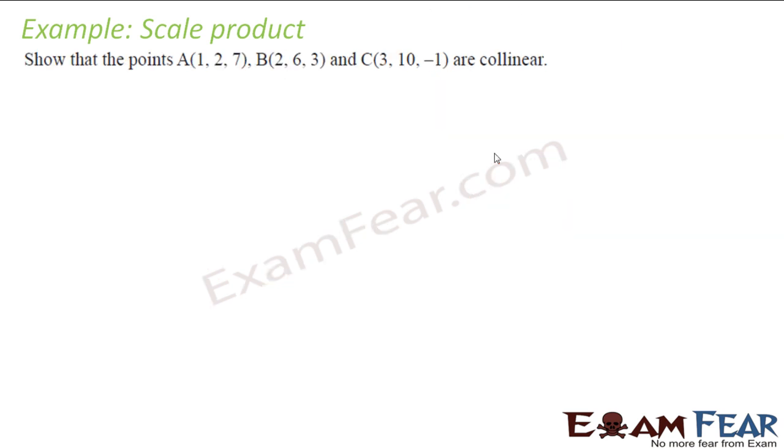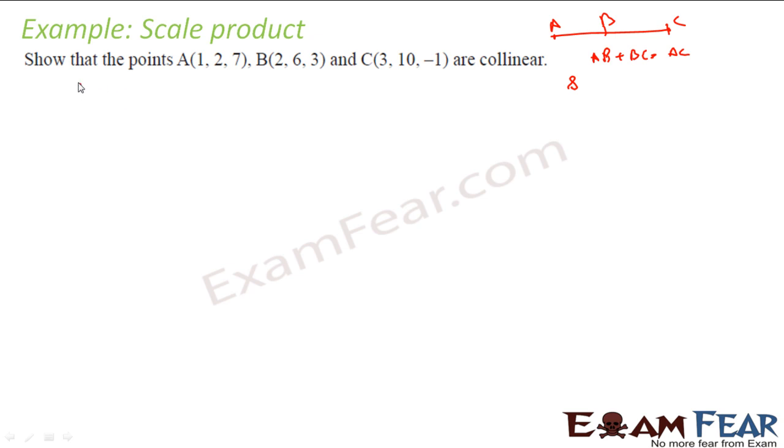Let's take one more example. We have to show that these points are collinear. So if the points are collinear, what does it mean? It means that if I say 3 points A, B and C are collinear, they are lying in the same line, that means AB plus BC will be AC. Correct? AB plus BC will be AC.